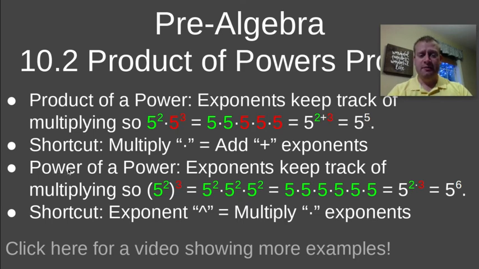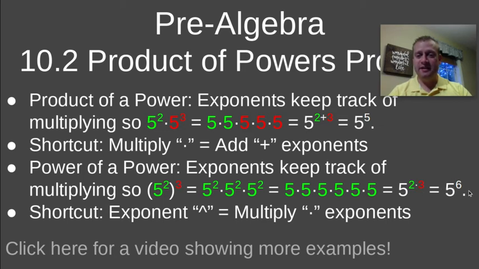The other thing that we'll look at here in 10.2 is power of a power. Again, exponents are keeping track of multiplying. So when we expand out 5 to the second power raised to the third power, what that's saying is we have 5 squared happening 3 times. And each of those 5 squareds is 5 times 5, 5 times 5, 5 times 5. So altogether, 5 will get multiplied 6 times.